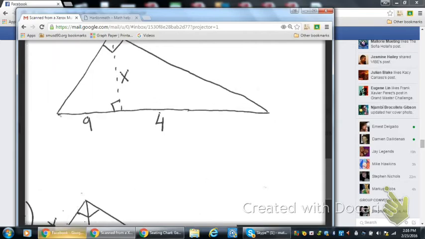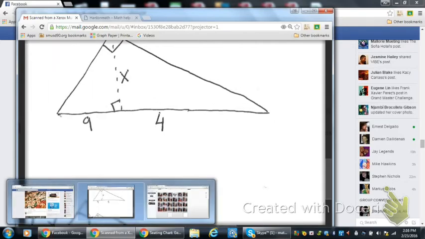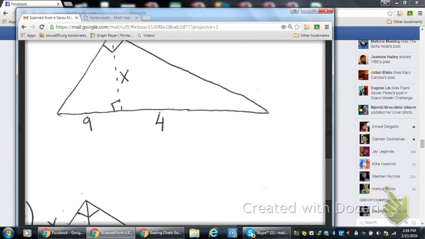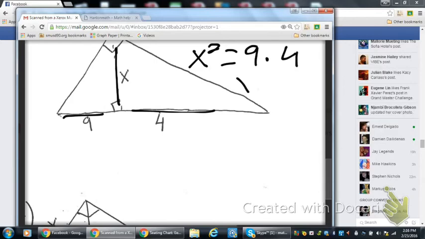Okay, so we got some problems right here. You just have to remember what to do. This one makes the little t, so x squared equals, you want to multiply the legs, so we get 36. What times what is 36? We get 6. Okay, not a big deal.